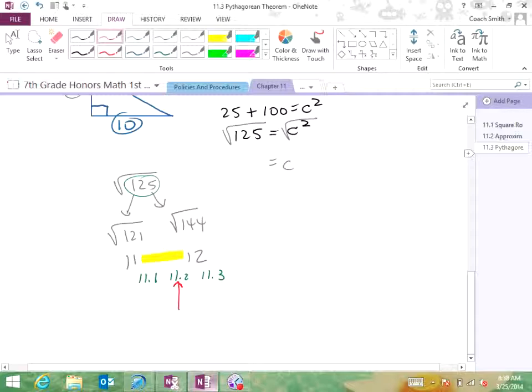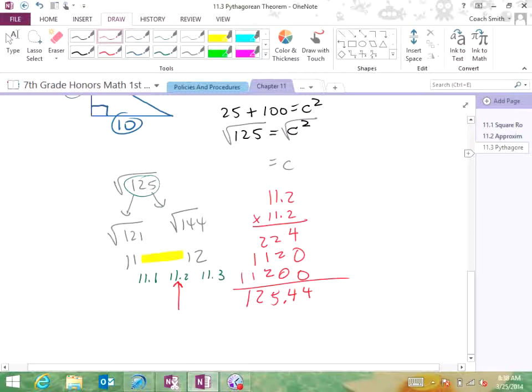Okay? So I'm just going to take 11.2 times 11.2. That's 4, 2, 2, bring down a 0. 2, 1, 1, bring down 2 zeros. 2, 1, 1, there you go. 4, 4, 5, 2, 1. I have two decimal places. 125.44.